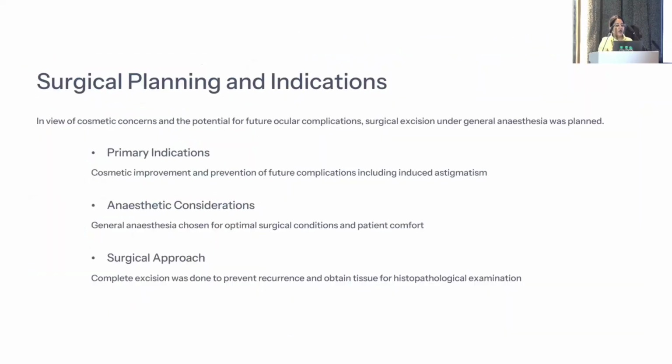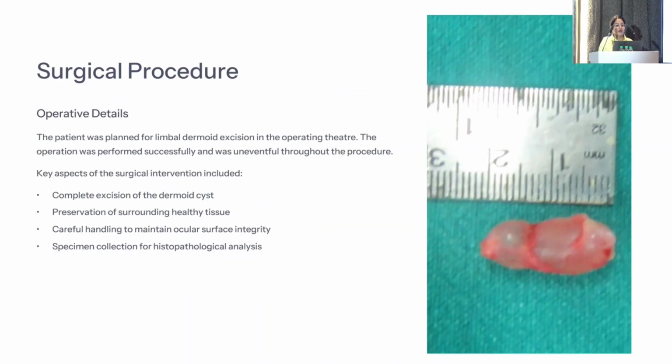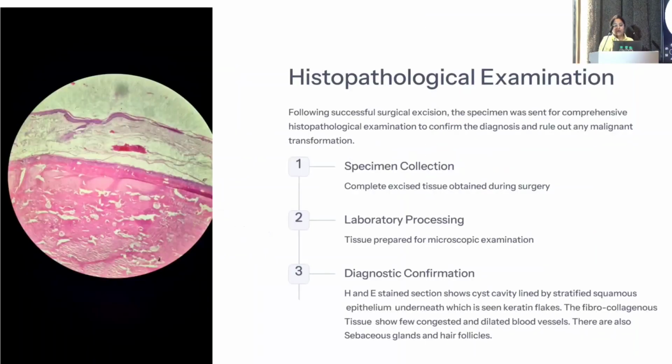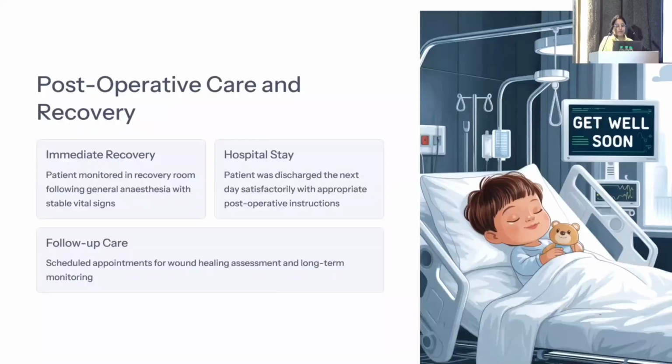Then a surgery was planned, complete excision was done under general anesthesia, and the tissue was sent to the histopathology lab. This is the sample. On histopathology, it shows a cyst cavity lined by stratified squamous epithelium with keratin flakes and fibrovascular tissue with congested and dilated blood vessels, and shows sebaceous glands and hair follicles. Postoperatively, we kept the patient for 24 hours and discharged in satisfactory condition.